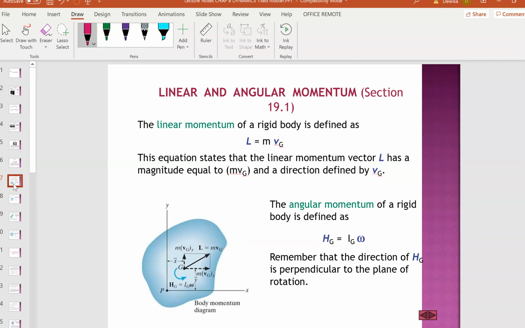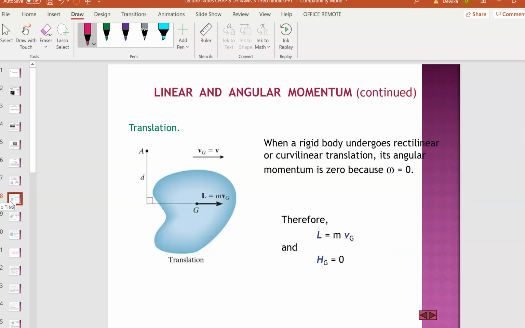Let's go into our lesson. We're going to look at linear and angular momentum. Linear momentum is something you're very familiar with: L equals mv. Angular momentum is new: Hg equals Ig omega, where Ig is the mass moment of inertia and omega is the angular velocity. For the case where there is only translation and no rotation, your Hg becomes 0 and your L has a value.